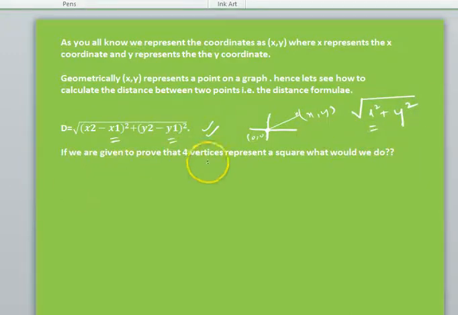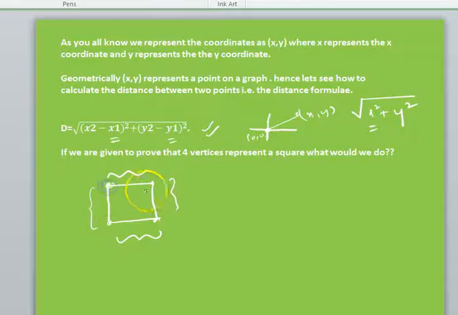If we are asked to prove that four vertices represent a square, what should we do? We have to prove that the sides of a square are equal, and we are given four points. So we take the distance between each pair of adjacent points and see that all four side distances are equal. Then only is the given figure a perfect square. Otherwise, the points given cannot be called a square.